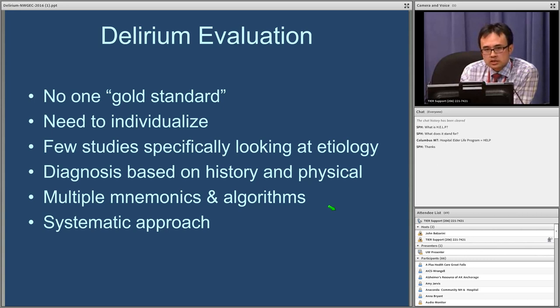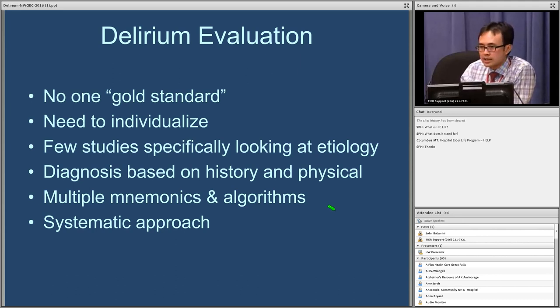And so it needs to be individualized for that patient, because every single 84-year-old that I see is incredibly different and heterogeneous. They carry different comorbid conditions and different medications. And so that's what I'm trying to do, is find an individualized reason why they are delirious. And very, very few studies have looked at the etiologies. But the most important thing, though, is to have some sort of systematic approach.